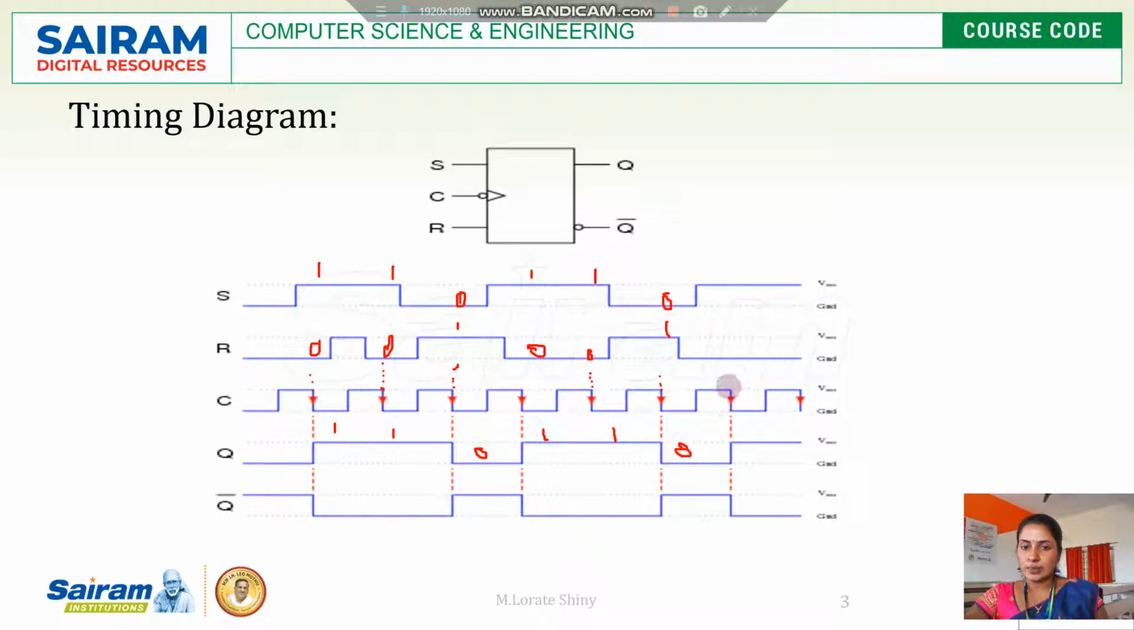Next, at this point R is 0, S is 1. So your Q will be 1. Q bar will be the complement of Q. Okay.